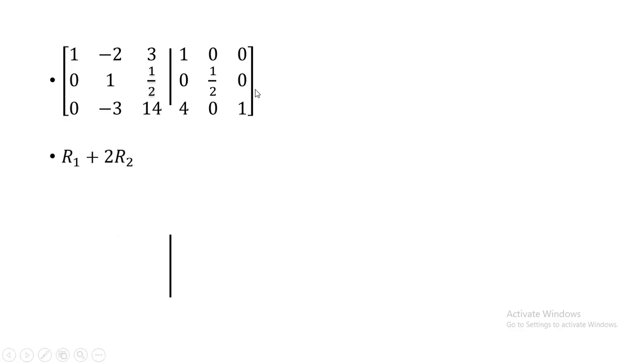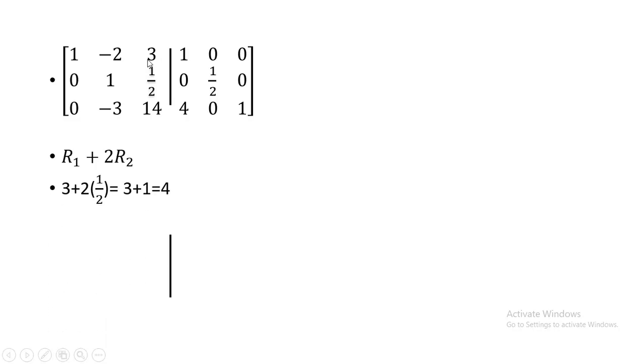Now, since this is 1, we need to make the upper and lower elements in this column equal to 0. First of all we are starting with this minus 2. How do we convert this minus 2 into 0? The operation required is R1 plus 2 times R2. Now R1 is minus 2 plus 2 into 1, which is 0. So this will be 0.